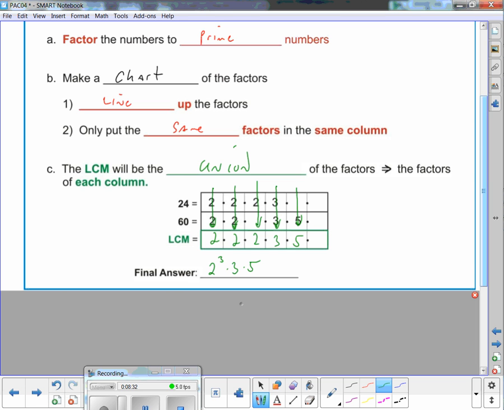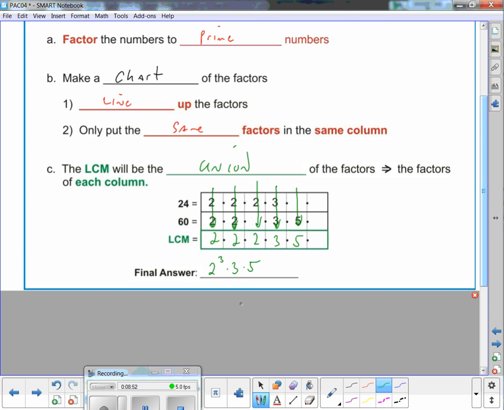Class, let me ask you this question. Do we put them in order? Yes. All right, we put them in order when we were factoring. We put them in order now. Math is consistent. We do what we do, and we are consistent in our math. Okay, so that's union. Every column gets represented, whether there's one number in it or 2.